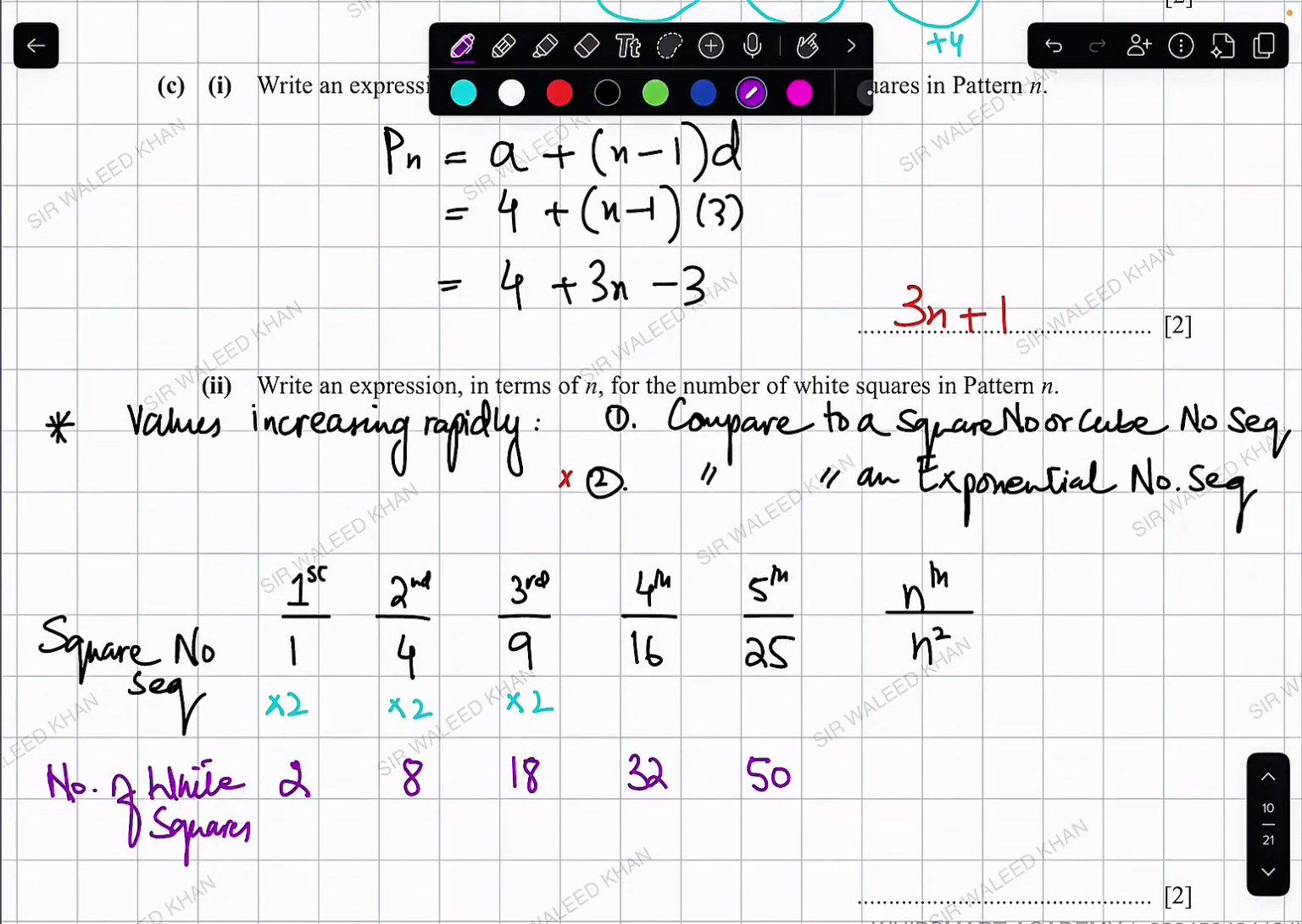16 times 2, that is 32. And 25 times 2, that is 50. So we can obviously figure out that the nth term is n squared times 2. So the formula for this will be 2n squared, like this.